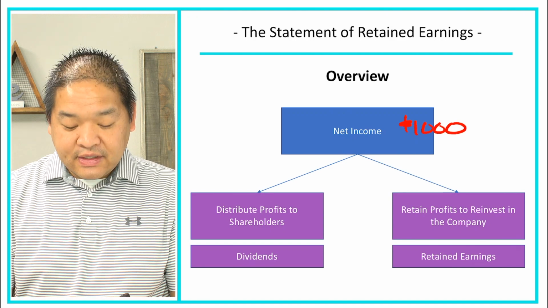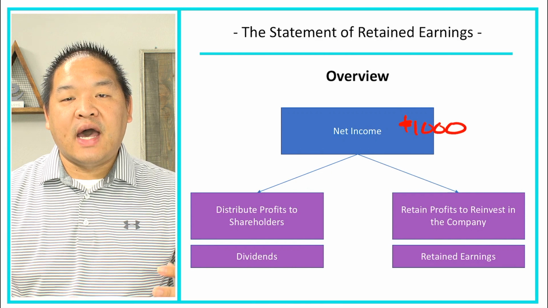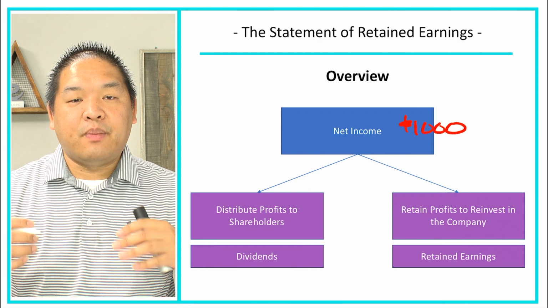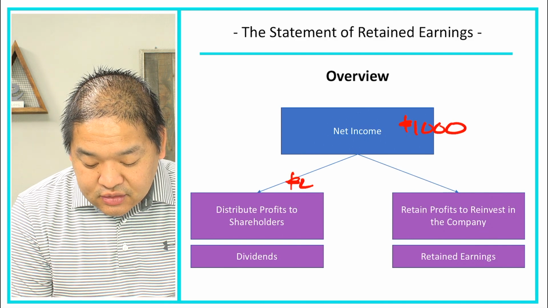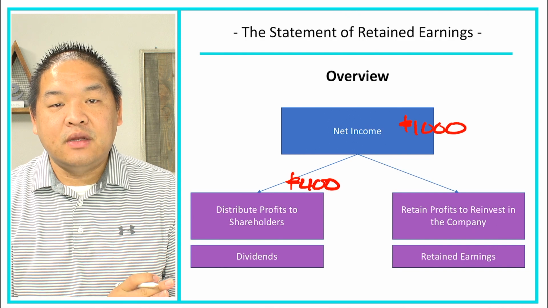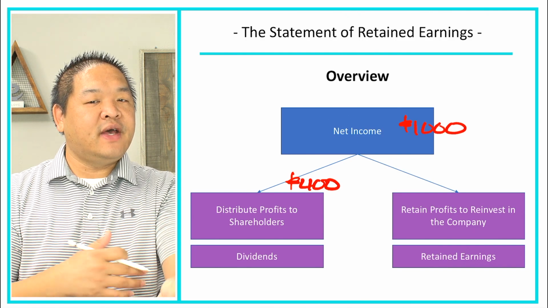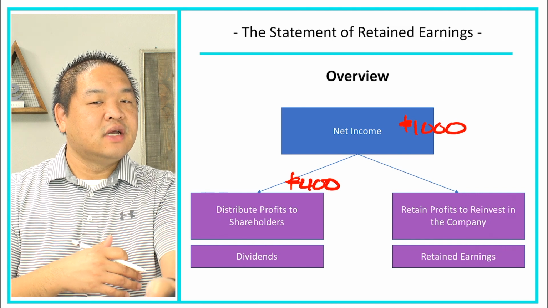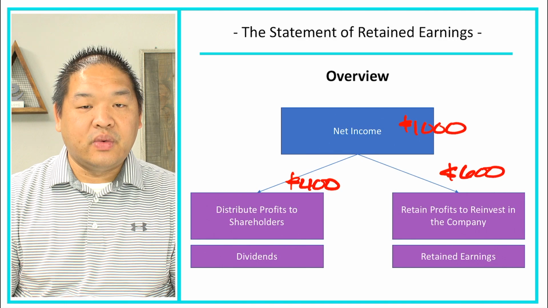So here's the example. You've had $1,000 net income in your company. You now decide that you're willing to part ways as a company with $400. So $400 gets paid to the shareholders in the form of a dividend, which means how much does the company keep for themselves to reinvest in themselves? $600. So $600 will go into what we call retained earnings.